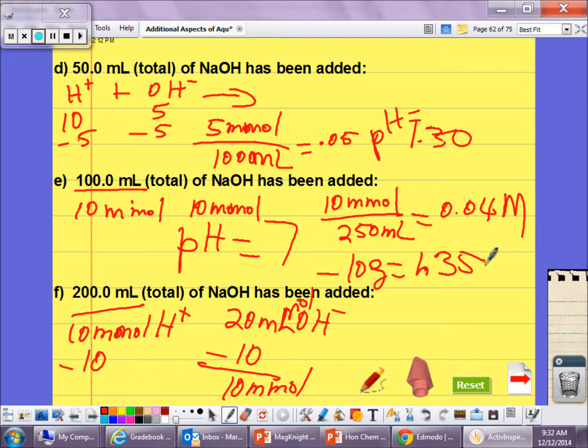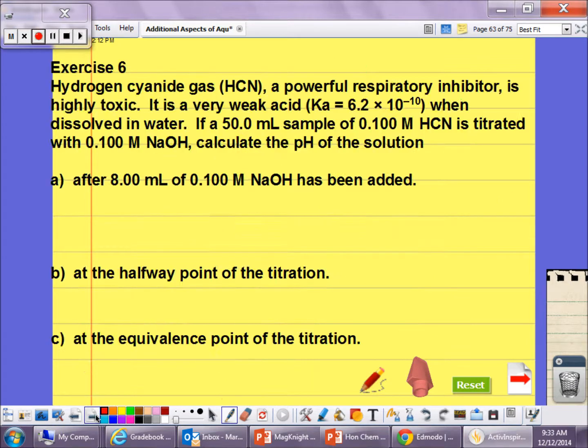But remember, they asked me for pH. It is 14 minus that pH. So we have to be really careful what is in that beaker. You cannot just use a formula without knowing exactly what's going on. So this one is the typical one. This one, that's where we really need to pay attention.